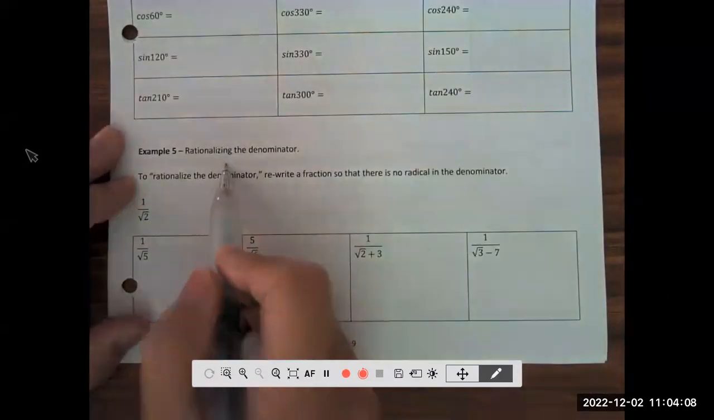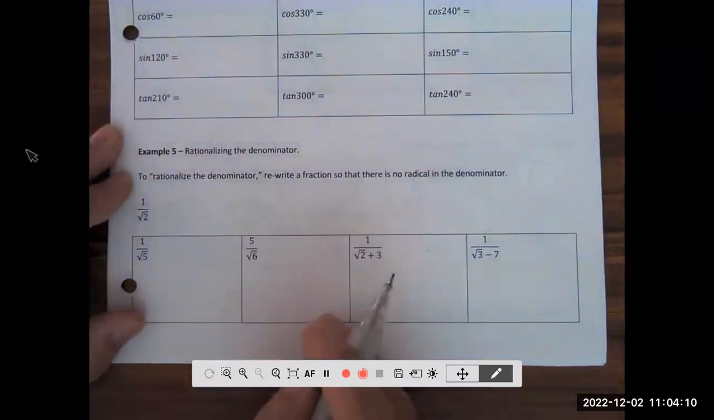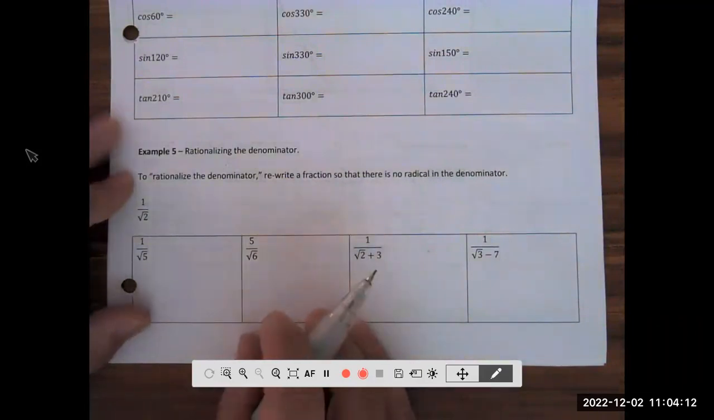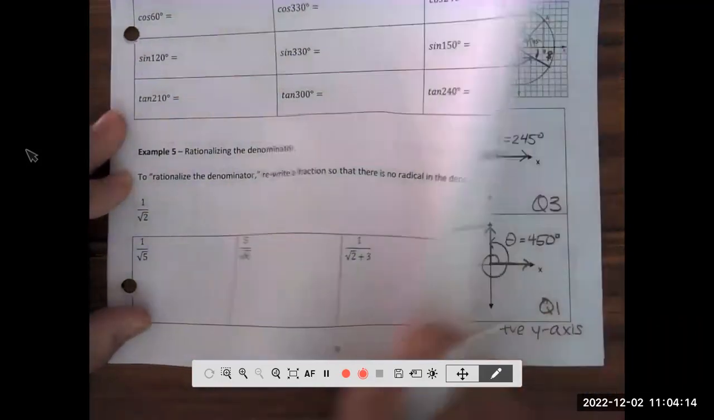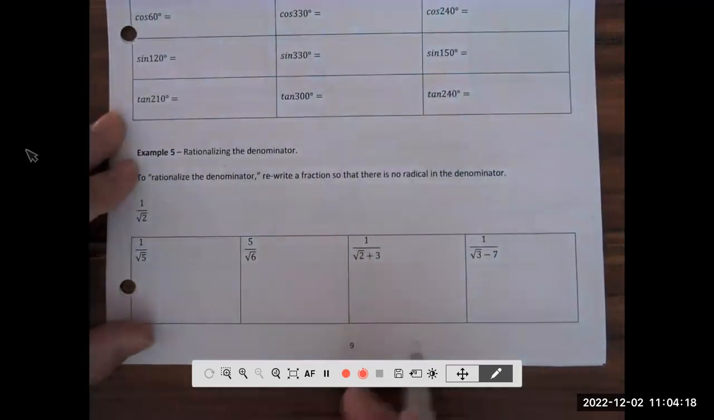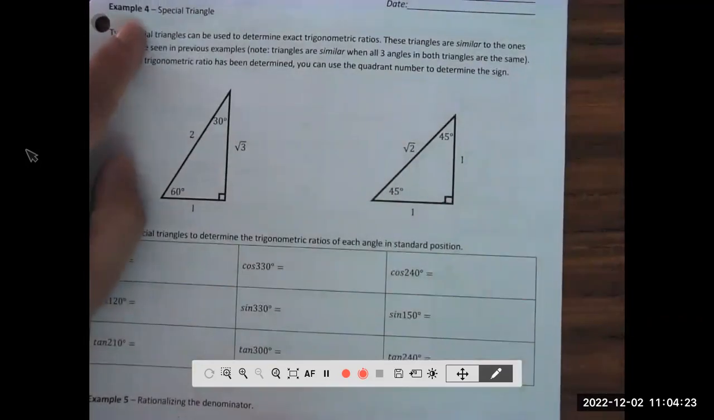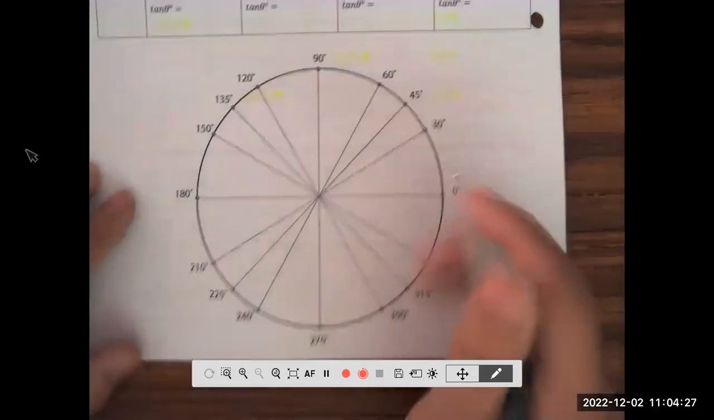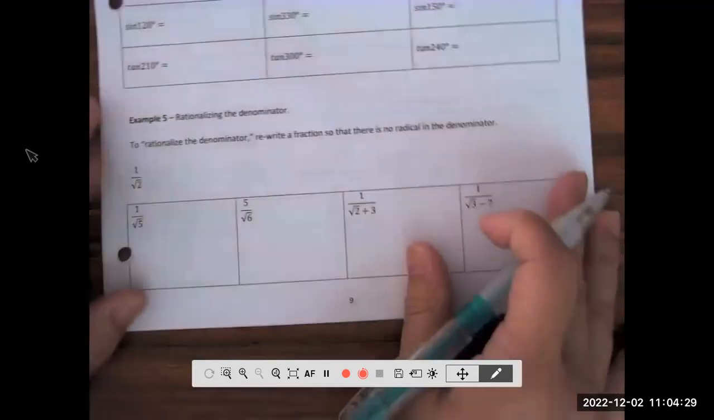Okay, I'm going to skip right down to example 5, and I'm going to practice a little bit more of rationalizing the denominator with you before we finish. We're skipping all the way to example 5. But the rest of this you're going to do for homework. So you're doing example 3 and example 4 for homework. Okay? All right. So I'm on example 5.